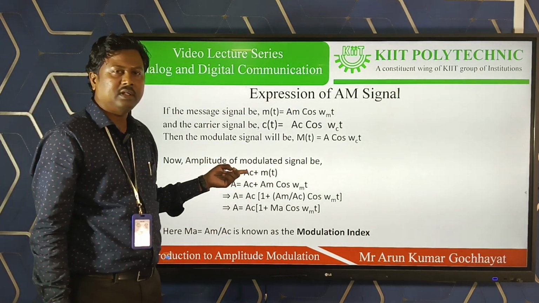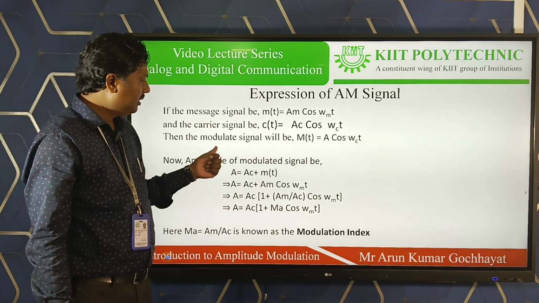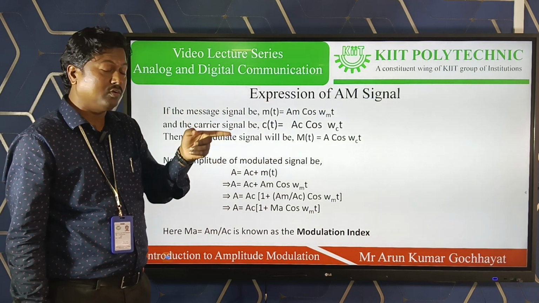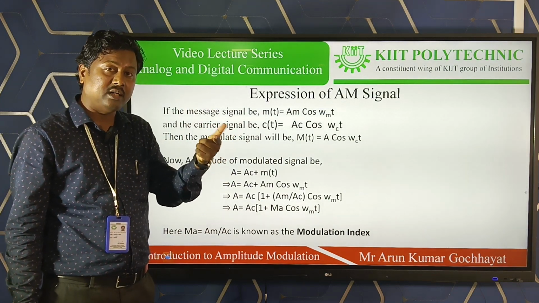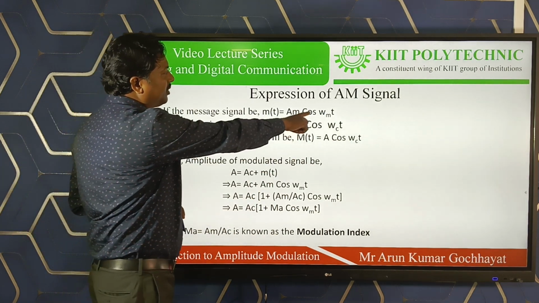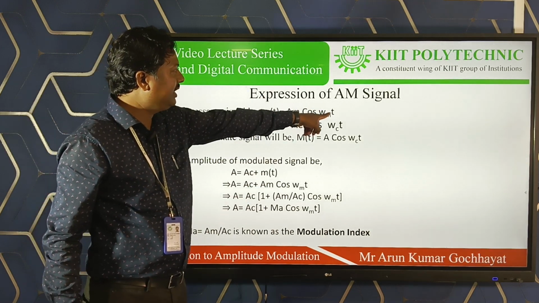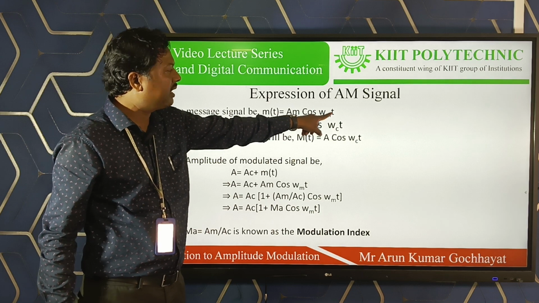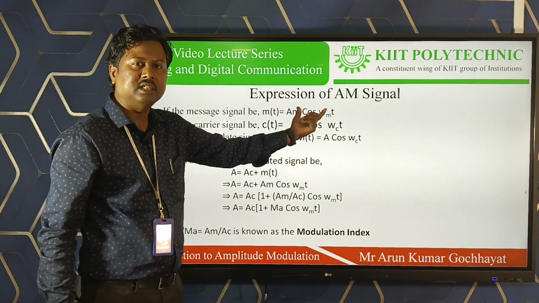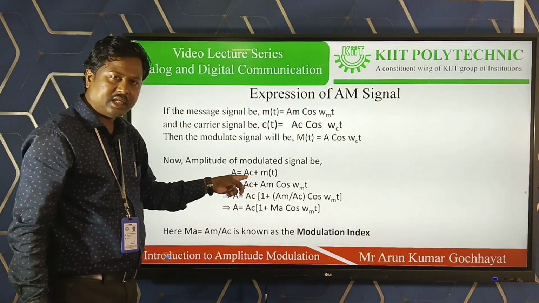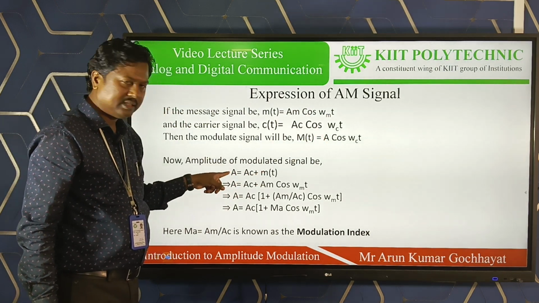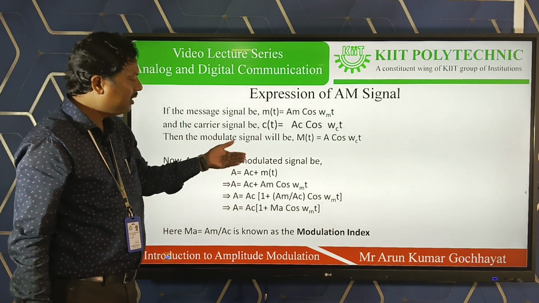Here Ac is the average amplitude of the unmodulated carrier. That can be made to vary according to the instantaneous value of the message signal. By definition, modulation is the change in amplitude of the carrier occurring with respect to the instantaneous value of the message. So this m(t) is Am cos(ωm t). At every instant when t changes, cos(ωm t) will change, and with the change in cos(ωm t), the whole value will change. And when that m(t) is added with Ac, for a particular time instant we are getting a particular new amplitude. In this way we will get the new amplitude.